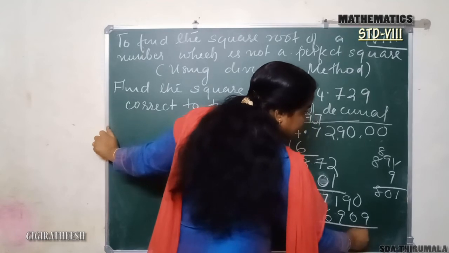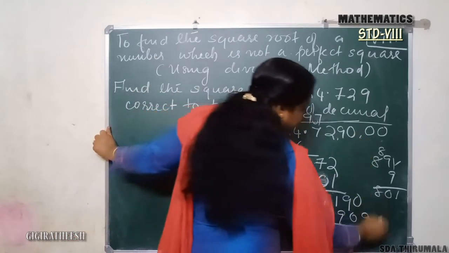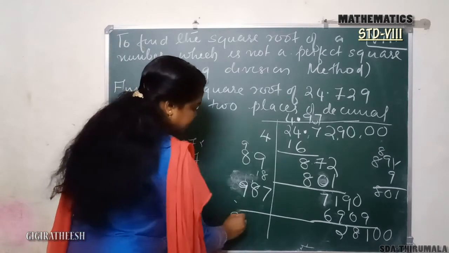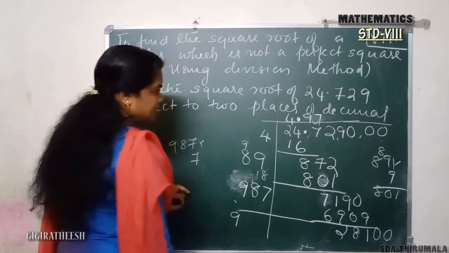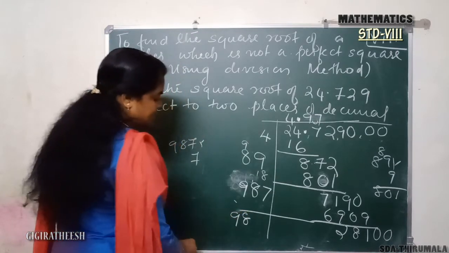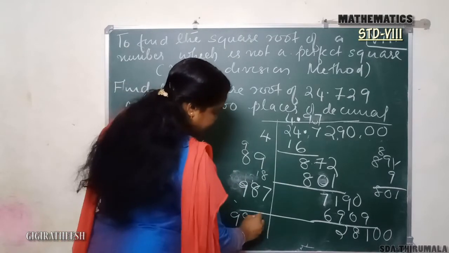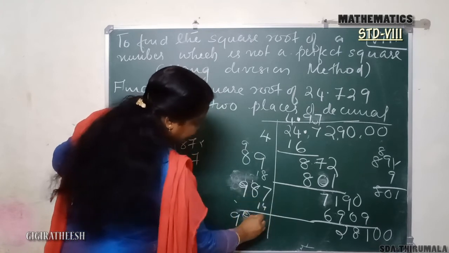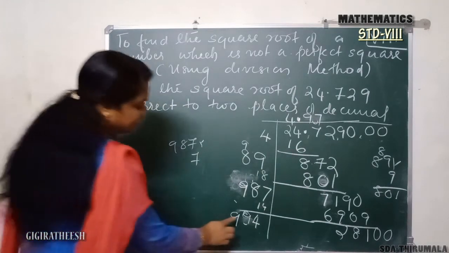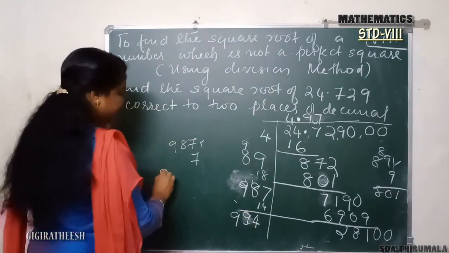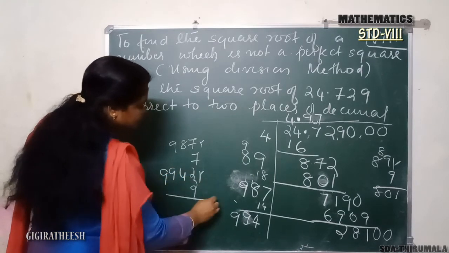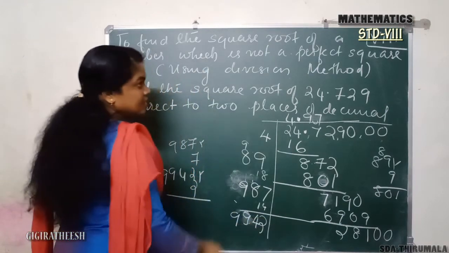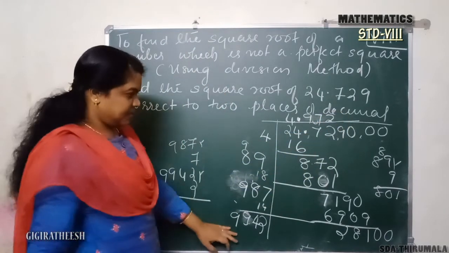The balance is 281, and then put 2 zeros here, giving 28100. Then we get 9, and 9 into 2 is 18, that is 14 with 1 carried to the left side. So we get 994, and then after that 994 into 2.